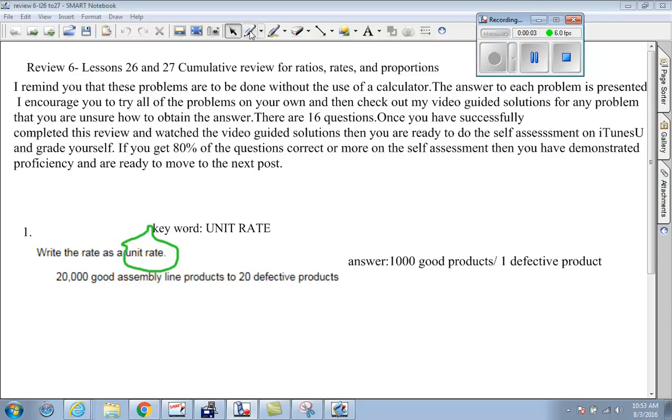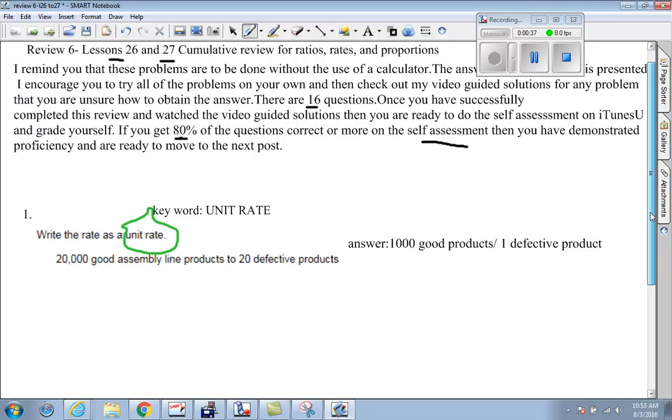Okay, welcome back. So this is your review 6 for lessons 26 and 27, ratios, rates, and proportions. I remind you that we will do this without a calculator. There are 16 questions, and I remind you that we want to think of this as a rehearsal for when you take a test, if you're in my live class, or if you're doing the self-assessment on iTunes, you're looking to get 80% of those questions correct or more. So just view this as a rehearsal and kind of as if you're doing a test with me.